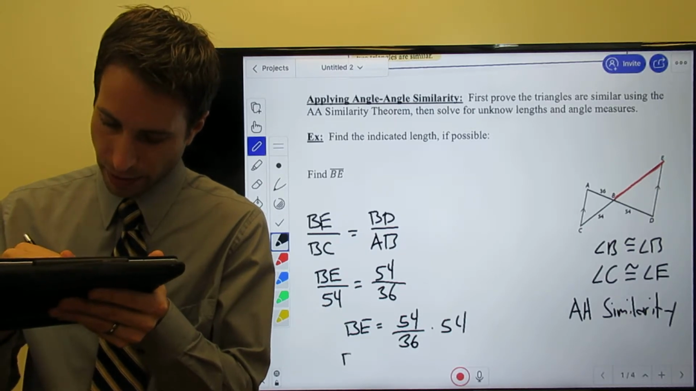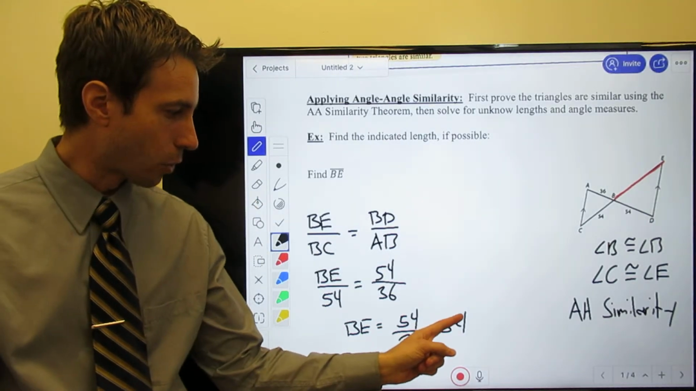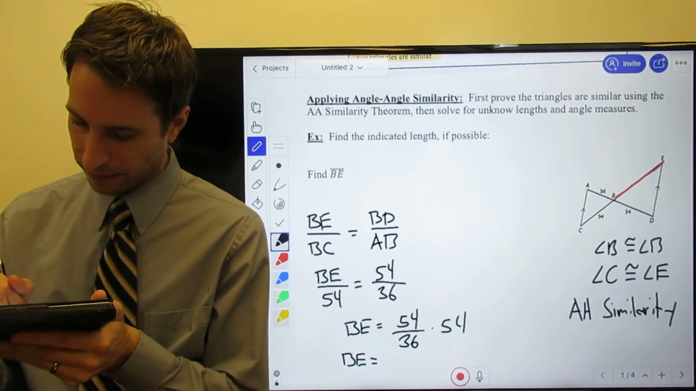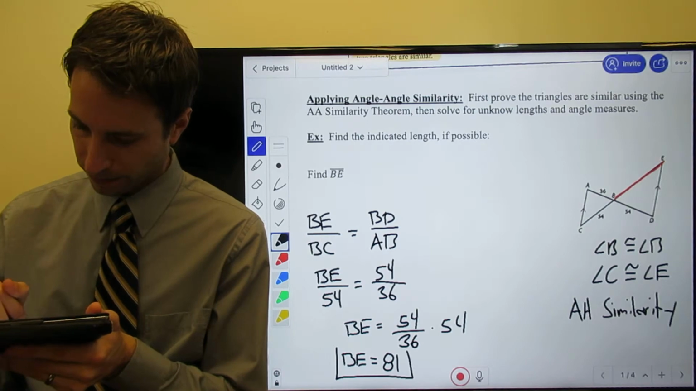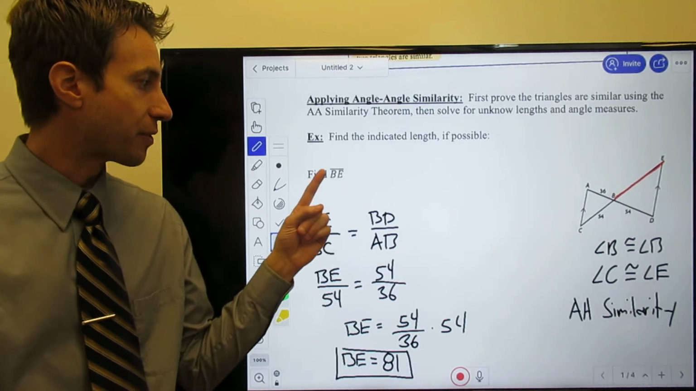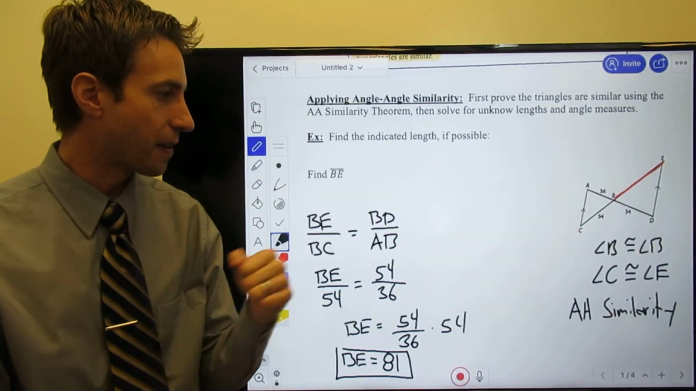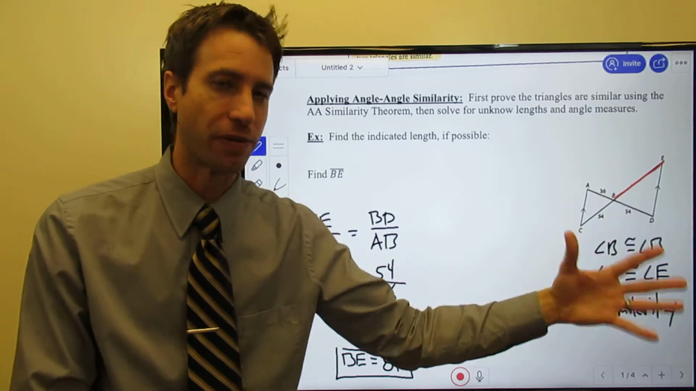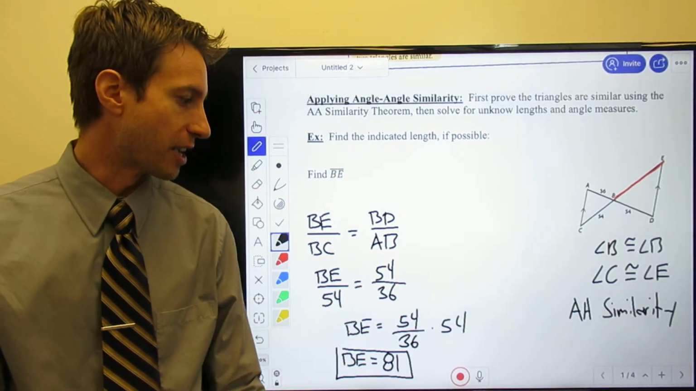All right. Throw that into a calculator. Don't fat finger something on your calculator. 54 times 54 divided by 36, I get 81. And there you go. You found the unknown length. I asked you to find BE, and you were able to prove that the figures were similar first. Then you could set up your proportions to solve for the unknown length.